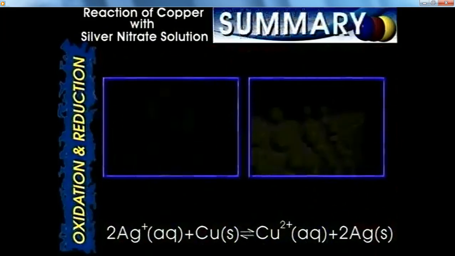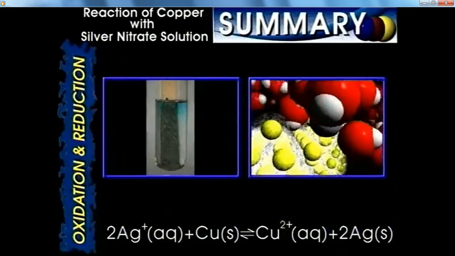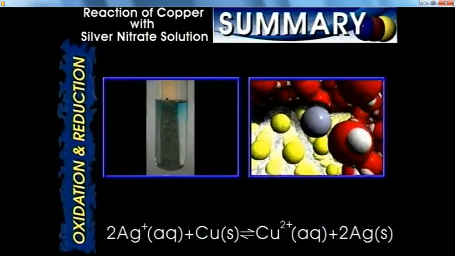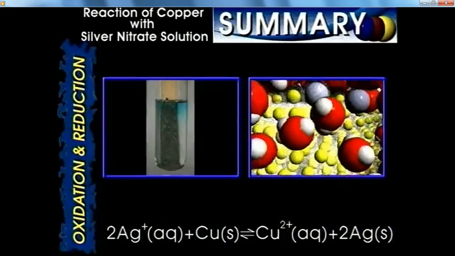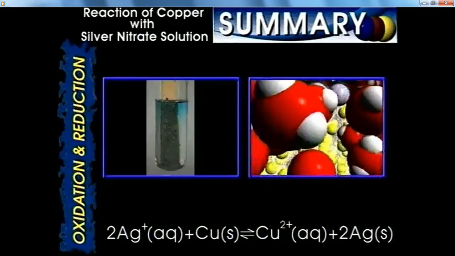Oxidation reduction involving the transfer of electrons can be likened to acid-base reactions involving the transfer of protons. Both involve a tug-of-war for subatomic particles.